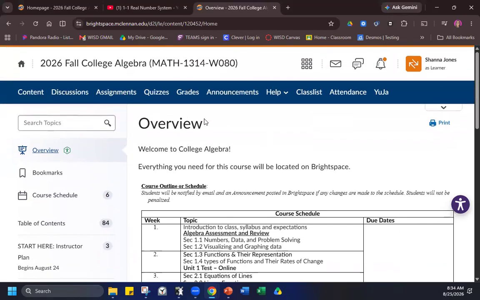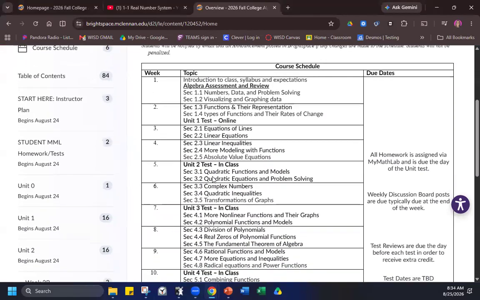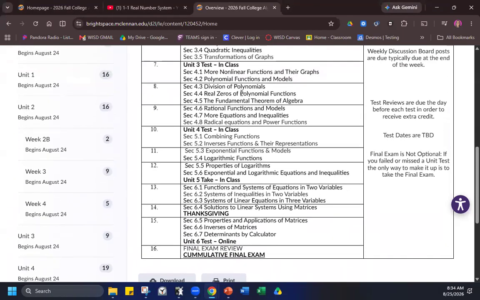Our overview. You see it now? Everyone sees the overview? Okay, cool. Here's our overview. It kind of gives you an outline of everything we're going to cover week by week. As you can see, every week has something for us to be doing, learning taking place.